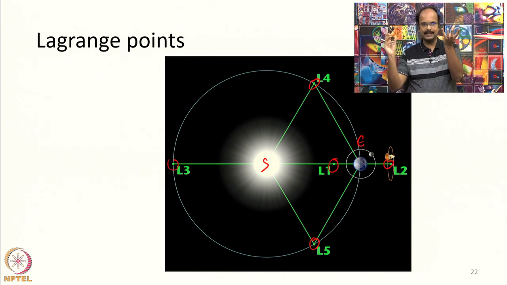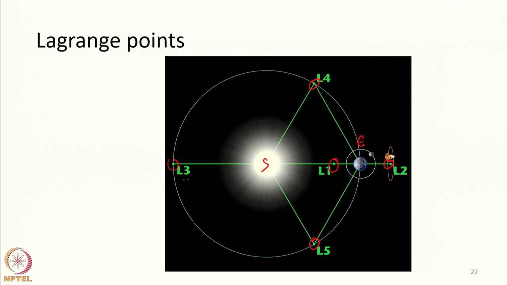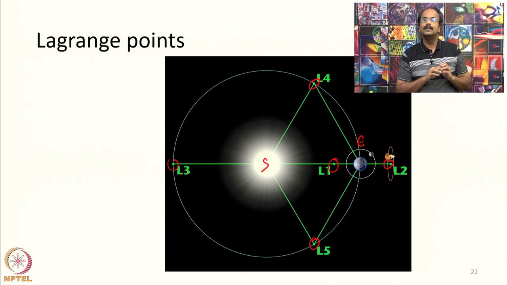Say the Sun and Earth are here, and both of them are moving. Those 5 points, labeled here as L1, L2, L3, L4 and L5, will also move with them. Such points are called Lagrange points. There is a detailed physical explanation of why these points exist.